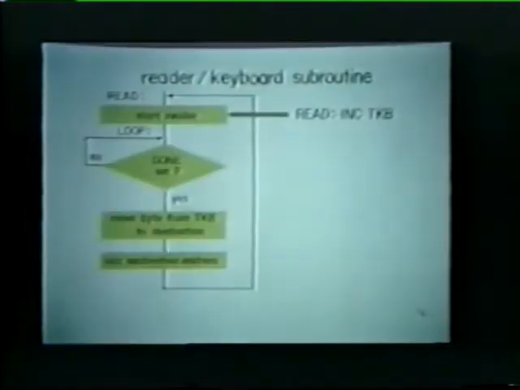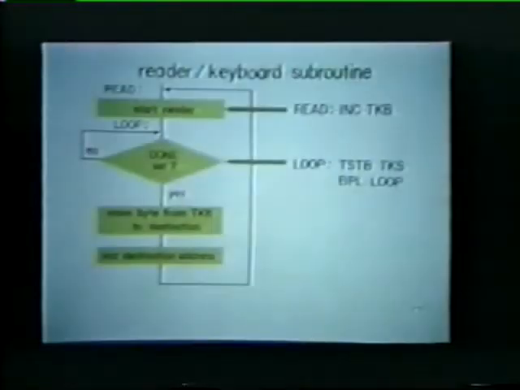The instructions for the reader keyboard subroutine are almost the same as the ones we used in the printer punch subroutine. The reader is directed to read one byte from the paper tape when the reader enable bit, bit 0, is set. As you recall, this register is abbreviated TKS. The reader enable bit is set by incrementing the TKS. Our program now loops to a test byte instruction.